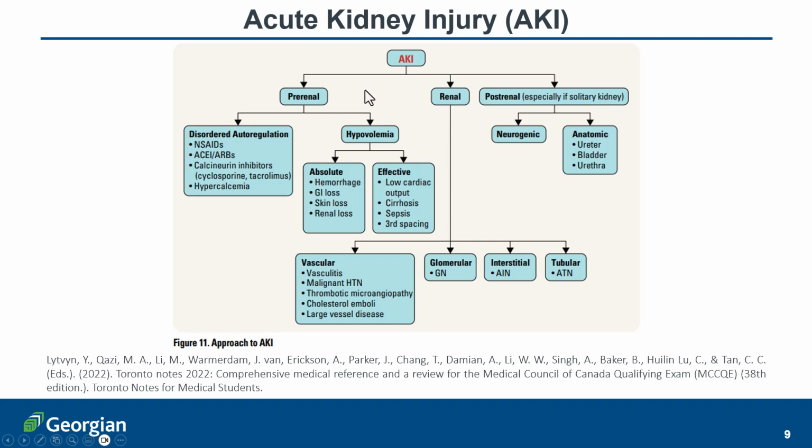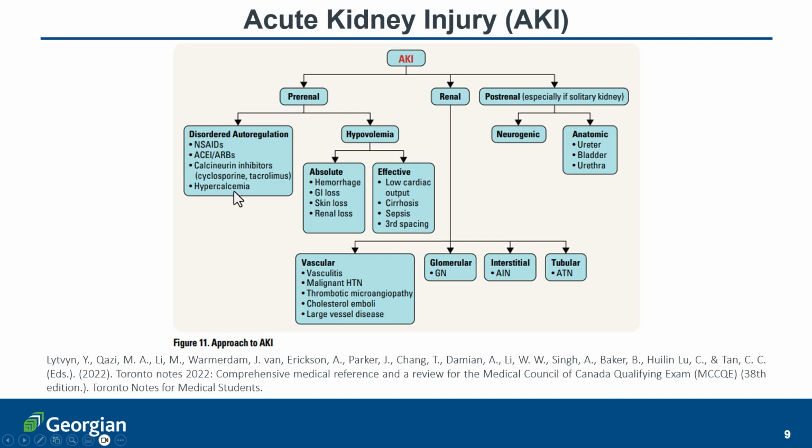The pre-renal causes of AKI include hypovolemia. So if you have absolute hypovolemia, which we'll be discussing in part 2, due to hemorrhage, GI losses, skin losses, or renal losses, that leads to hypovolemia, and that means that there is not enough blood flow to the kidney, which obviously damages the kidney because of ischemia.